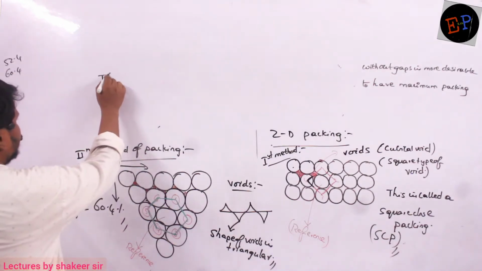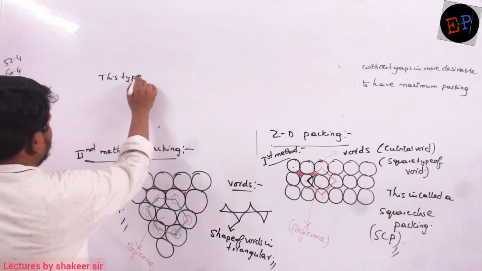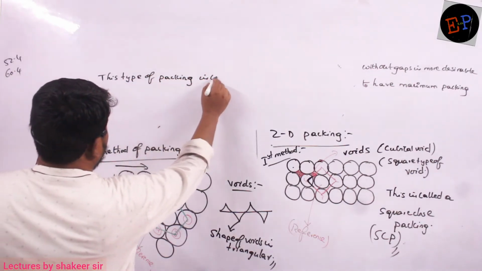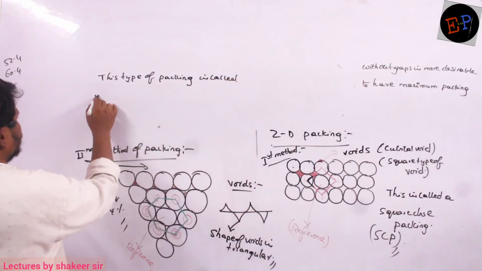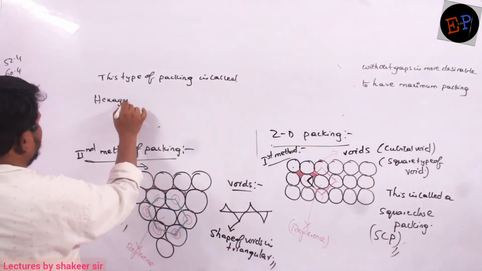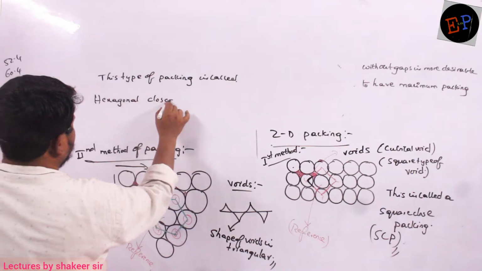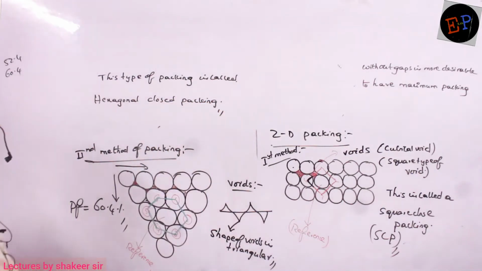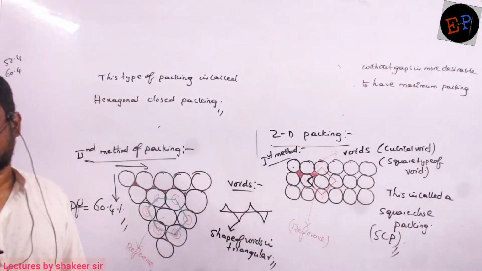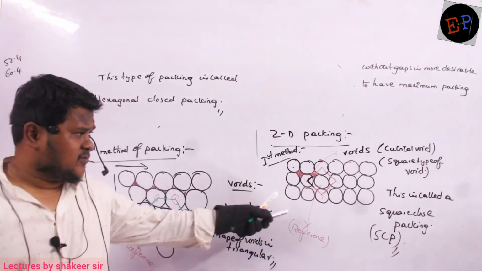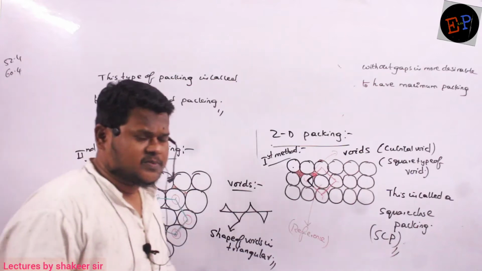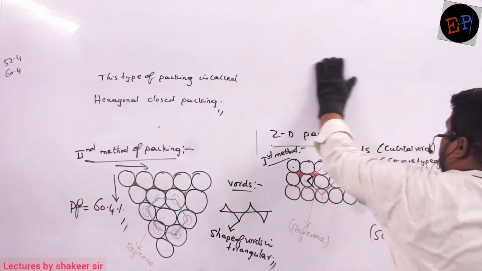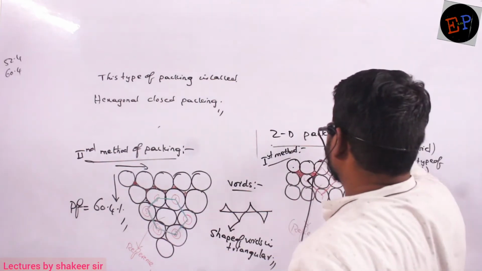So this type of packing is called hexagonal closed packing, where each atom is surrounded by 6 other similar atoms. Understood? So in 2D packing, totally how many types of packing do we have? One is square closed packing, another one is hexagonal closed packing. So you can draw like this.